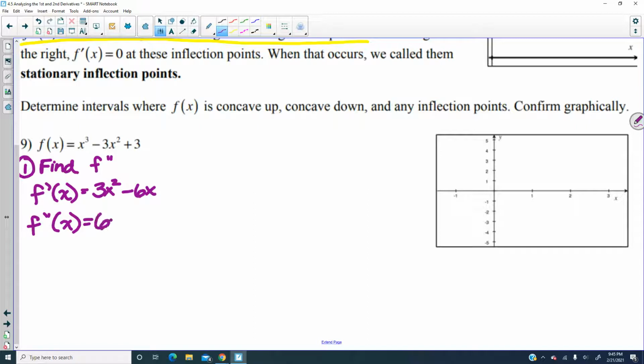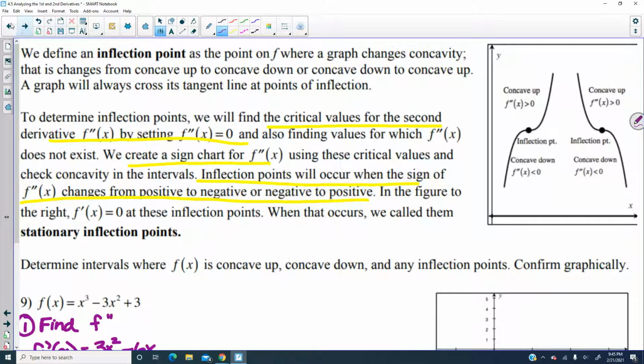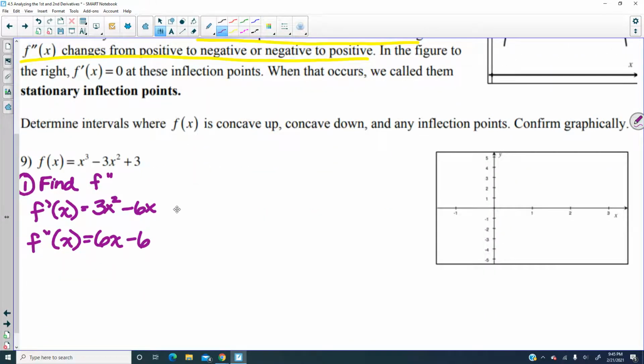is 6x minus 6. Okay, step 2, just reminding you guys, set f double prime equal to 0 and solve for x, and then also find where f double prime does not exist. So let's set f double prime equal to 0 first and solve.